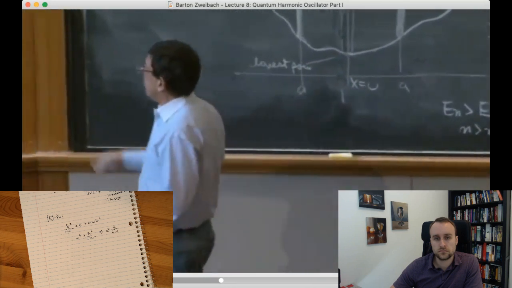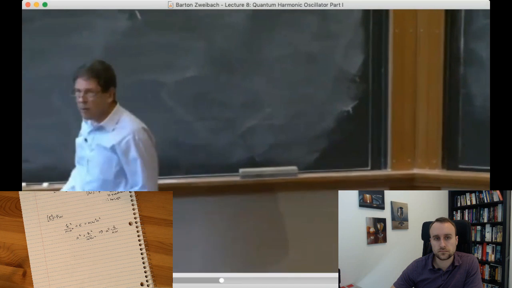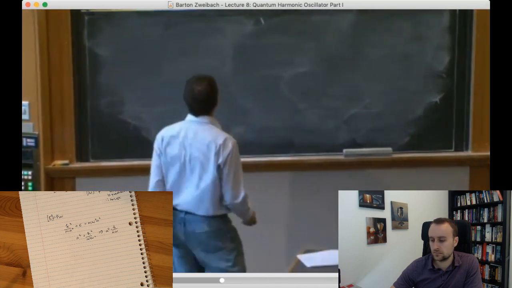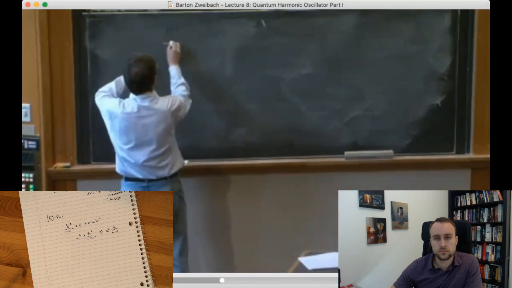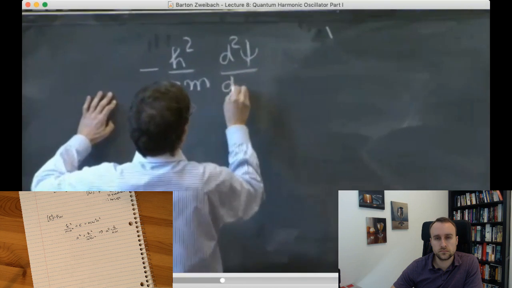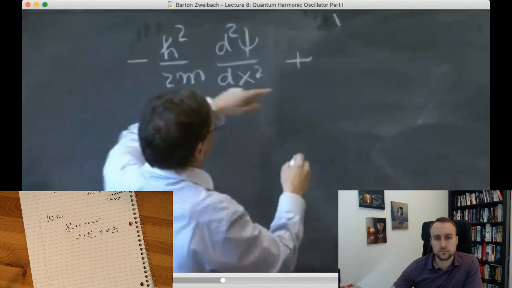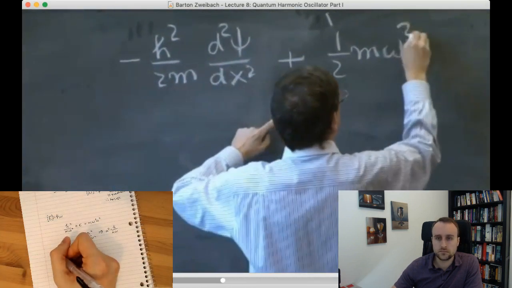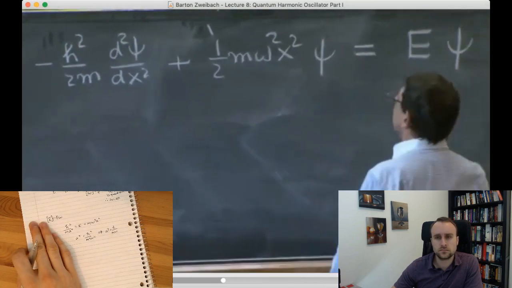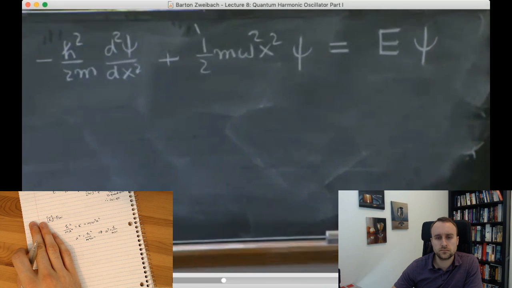So energy and units are very important to begin your analysis. So, what is the Schrödinger equation? The Schrödinger equation for this is, of course, minus h bar squared over 2m d second psi dx squared plus the potential 1/2 m omega squared x squared psi is equal to E psi. And the big problem is that I don't know psi and I don't know E.